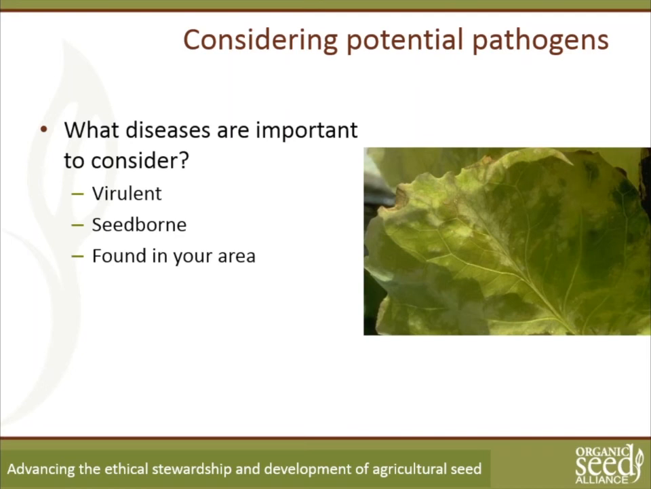So what you want to think about is, first, which diseases are extremely virulent, which ones are likely to spread and to significantly damage either the quality or yield of your crop, either damage your seed yield or subsequently damage the quality or yield of the crops that are going to be grown from the seeds you're producing.